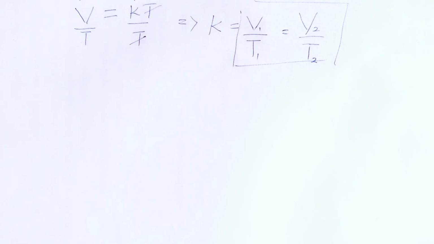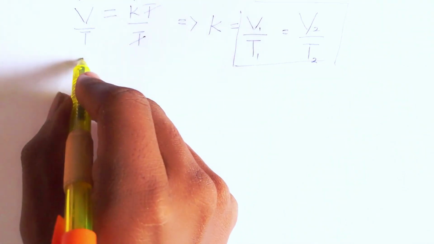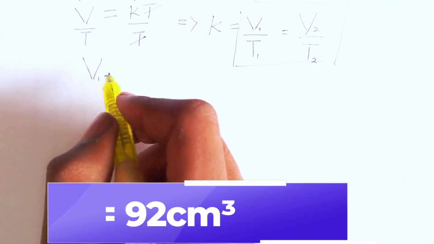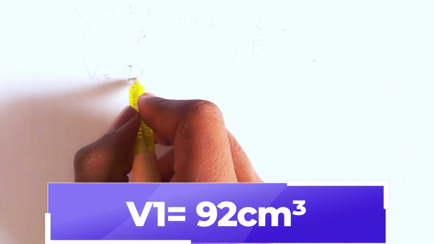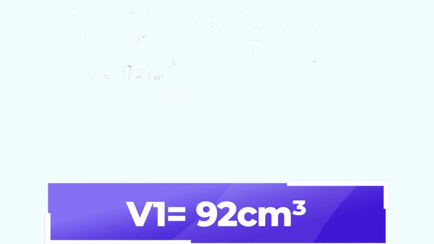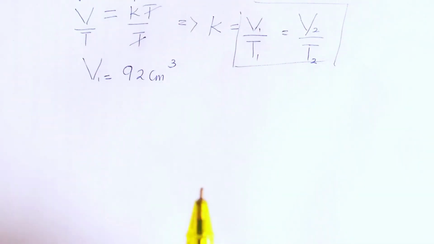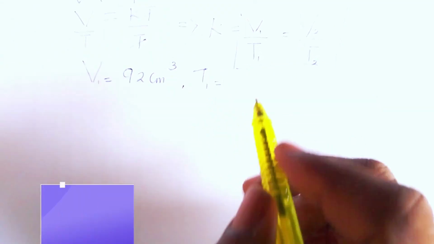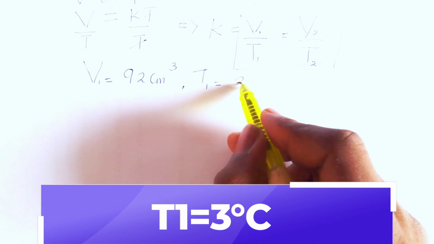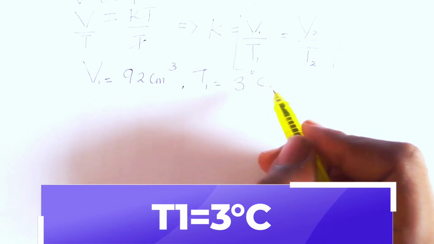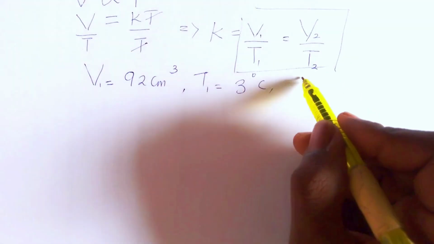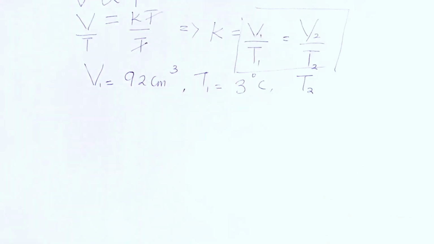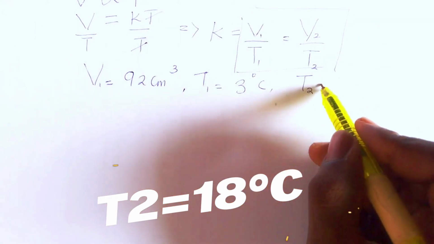So let's input that. We have that the initial volume V1 equals 92 cm3, T1 is 3 degrees Celsius, and T2 is 18 degrees Celsius.